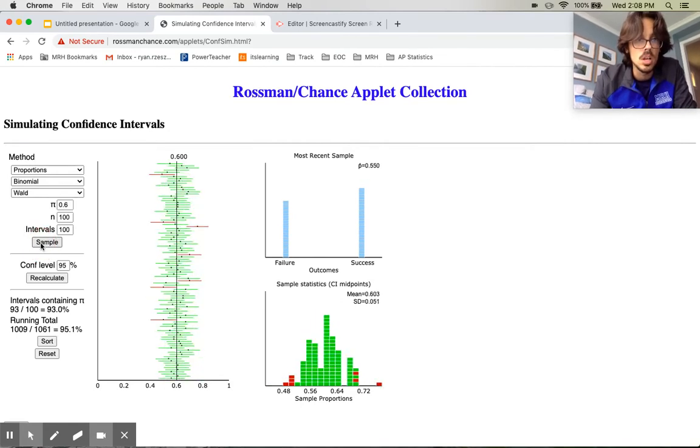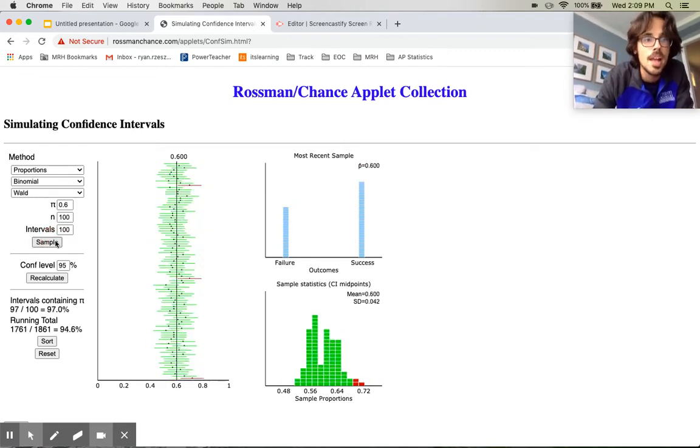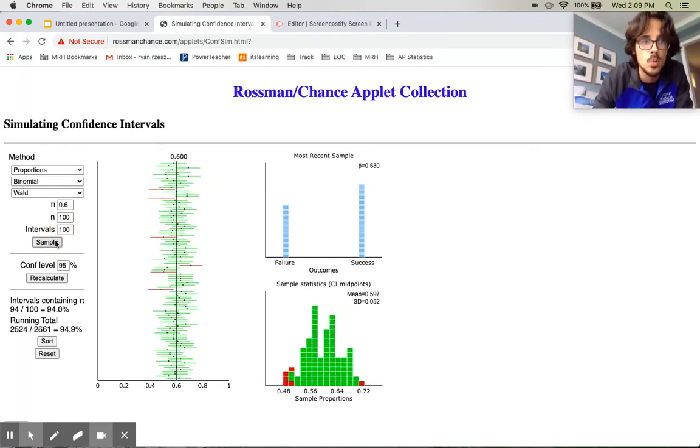And we're going to look at the running total for what percent of the time overall we've caught the right answer. Okay, so far I've done just over 1,000 of these, and I've found that approximately 95% of them capture the true answer. And that's actually what ends up happening if you do enough of these. If you do tons of different intervals, you take one, I take one, we make our intervals, 95% of the time we'll capture the right answer.